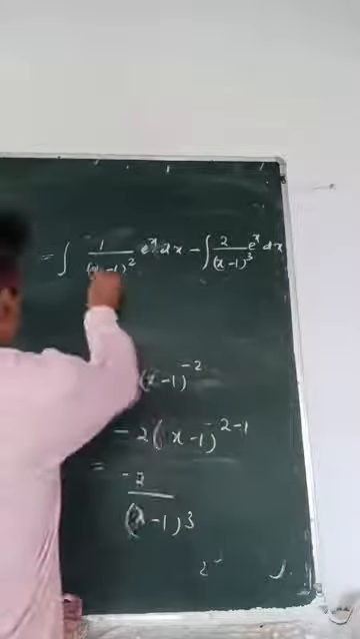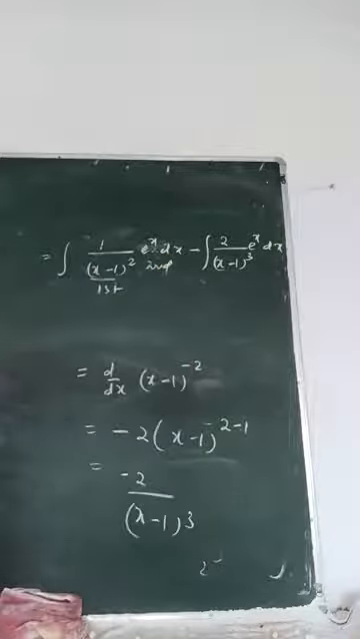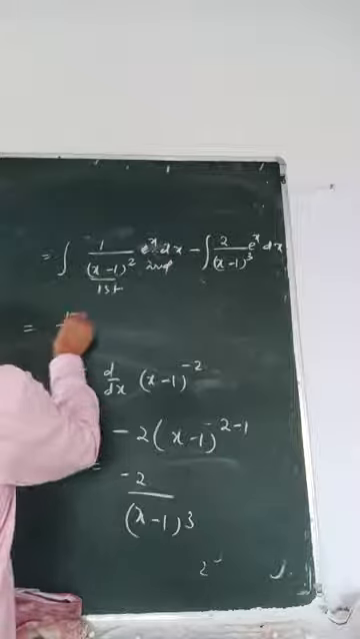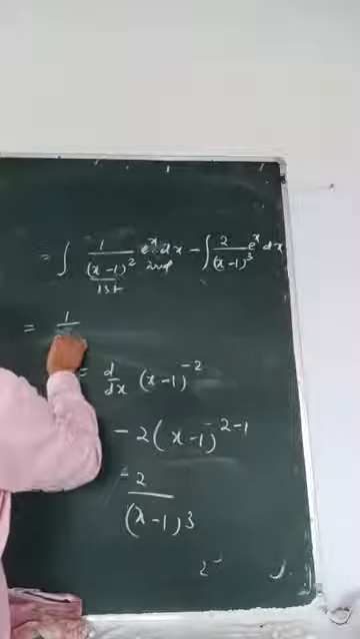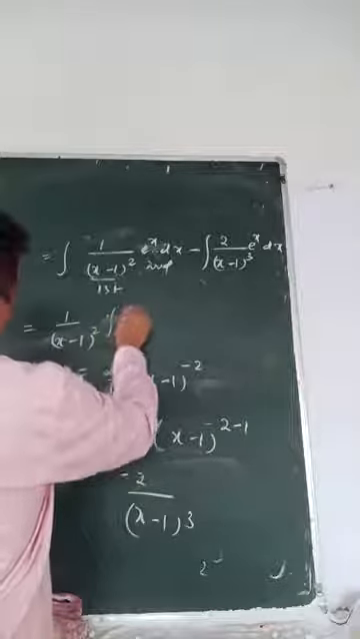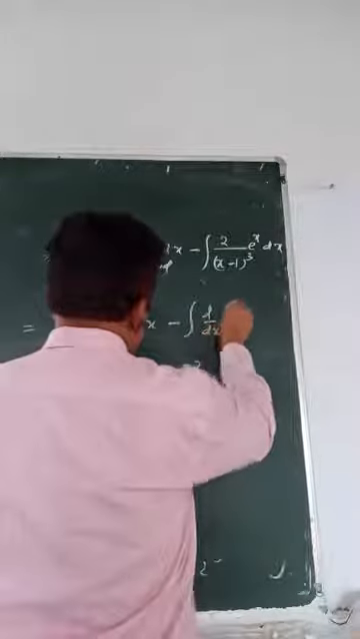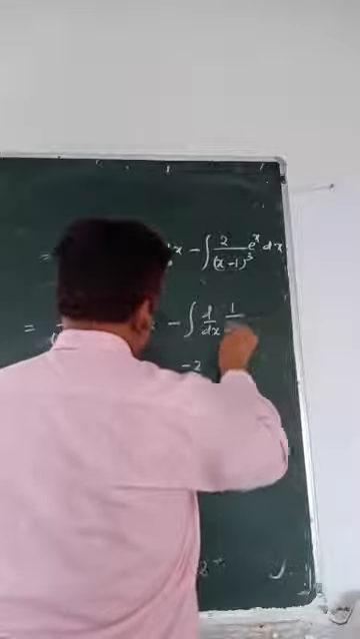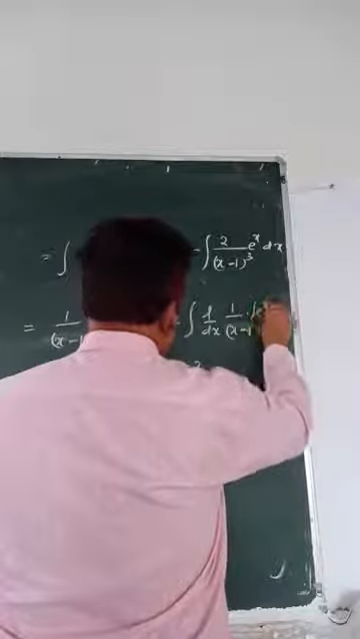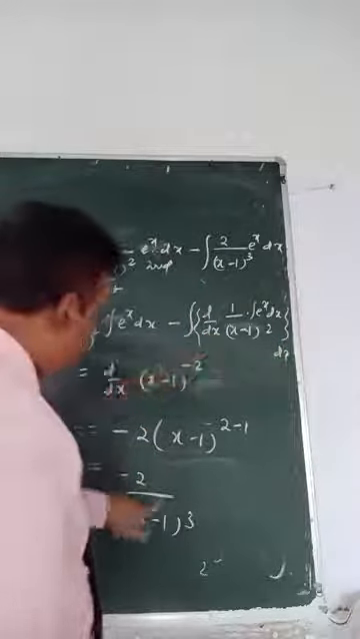So what I have to do now? This is your first function. This is your second. So I have to write, that is first function, integration of second, minus integration of derivative of first into integration of second, whole dx. This derivative already I have shown you how to do.